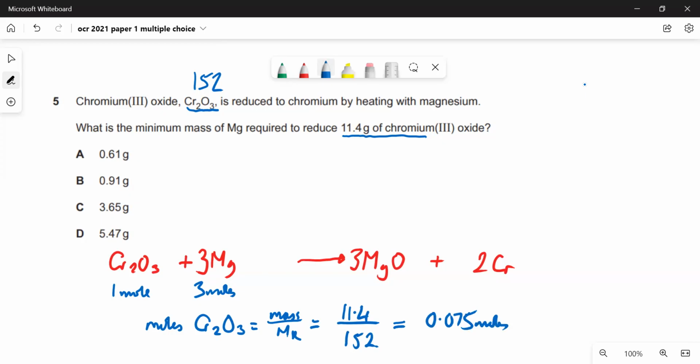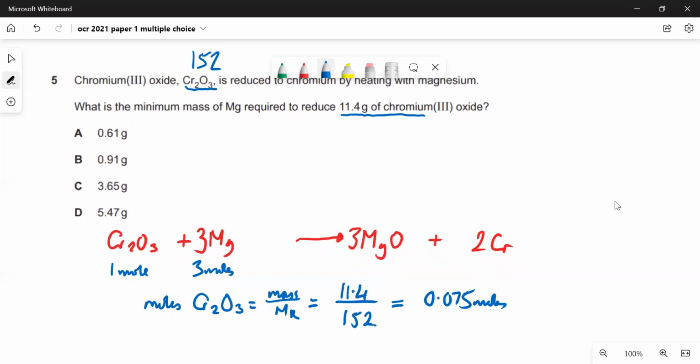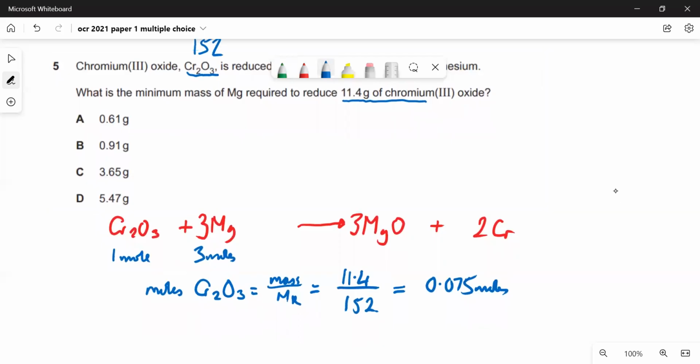So how many moles of magnesium are we going to need? Well, it's a 1:3 ratio. We're going to need 3 times that much. So moles magnesium, 0.075 times by 3, which gives us 0.225.